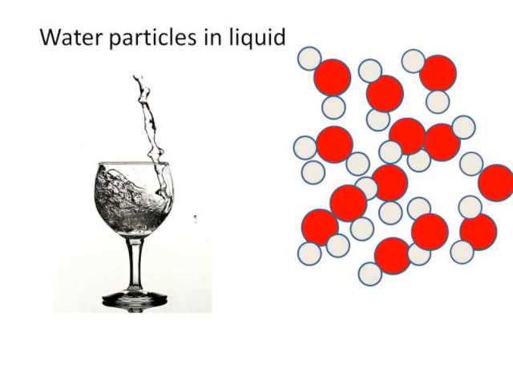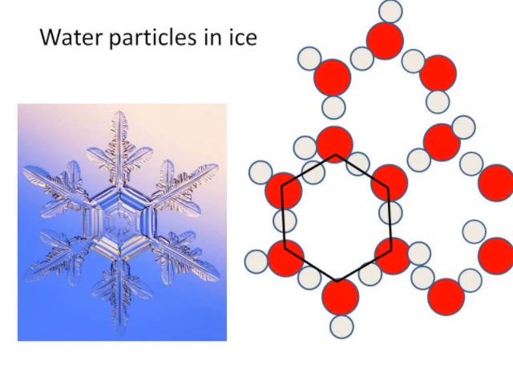Now in a solid, the particles of water are arranged in a hexagon shape. Incidentally, that gives us a six-sided shape, which is why snowflakes have a six-sided pattern, as in the snowflake in the picture here. So hopefully you can see that in ice, the particles of water are more spaced out, they're spread apart over a bigger area. So it is less dense, so ice will float on water.